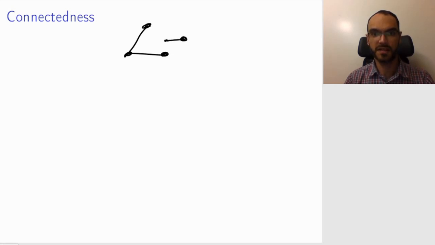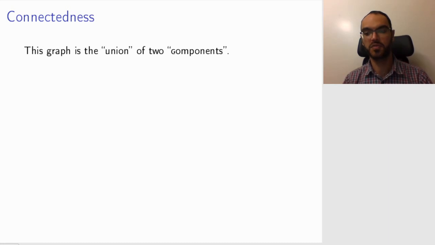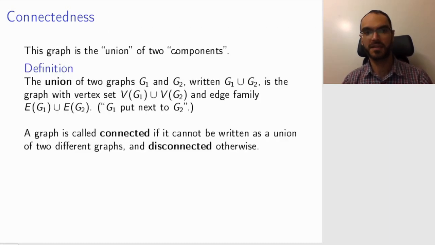If the graph looks like this, it's disconnected, because here you have X, Y, Z in one part, and then here maybe U and V sit differently. So this graph is the union of two components. What we mean by that is the following. The union of two graphs is basically you take the two graphs and you draw them next to each other. So you have two graphs, G1 and G2. The union of the two graphs has vertex set the union of the two vertex sets, and the edge family is the union of the two edge families.